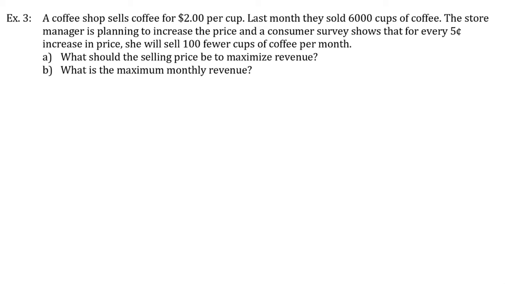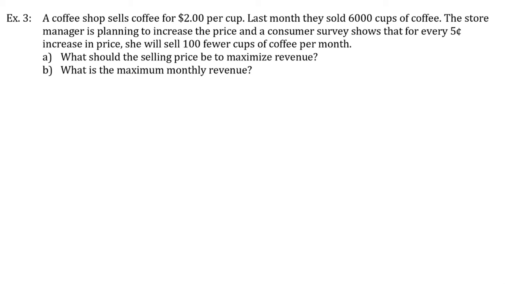Okay, so he's going to increase the price, and some magical consumer survey somehow showed that every time they increase the price by 5 cents, they will sell 100 fewer cups of coffee per month. So I guess they surveyed their customers or random people. What should the selling price be to maximize revenue? And then what is the maximum monthly revenue? Okay, I'm going to get started.